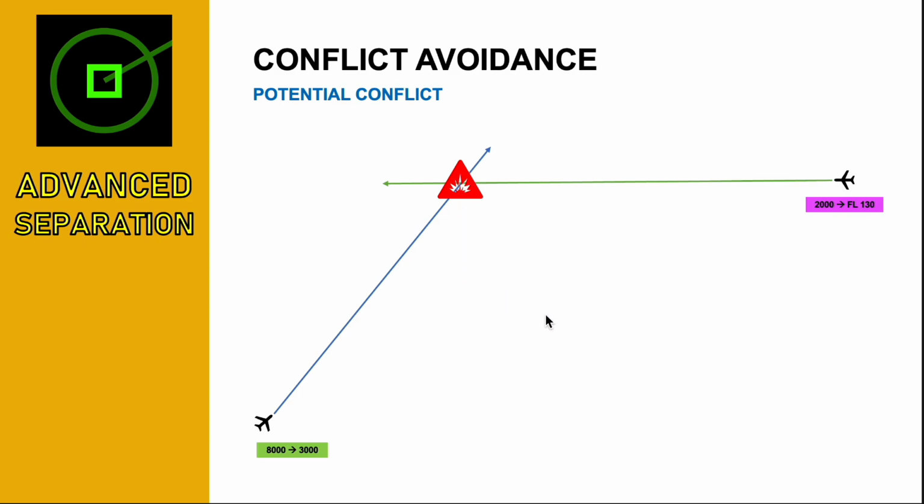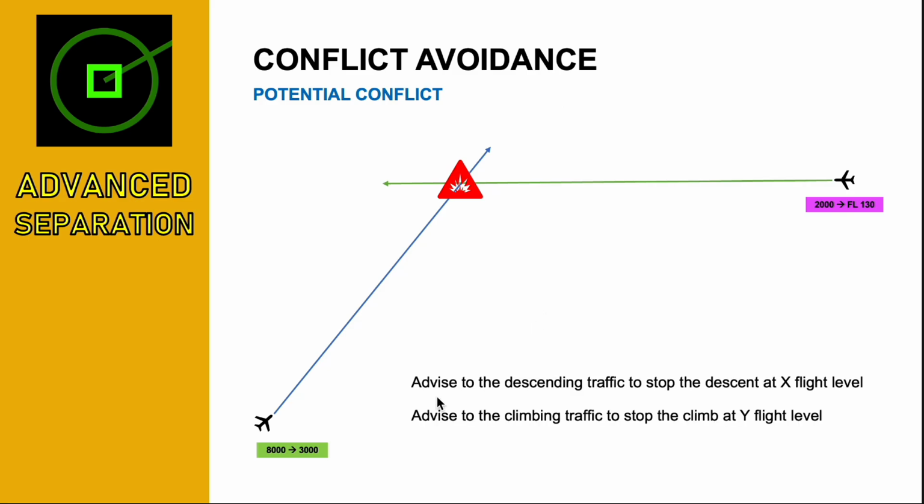So in this case, you're going to advise one of the traffic, which is the descending traffic, to stop the descent at a certain level. You're going to advise the climbing traffic to stop the climb at a certain level. So in this case, you're going to tell this traffic to stop the climb at 4,000 feet and this traffic to stop the descent at 5,000 feet. So like this, you're going to have at least 1,000 feet of separation when they cross here. This is a potential conflict.